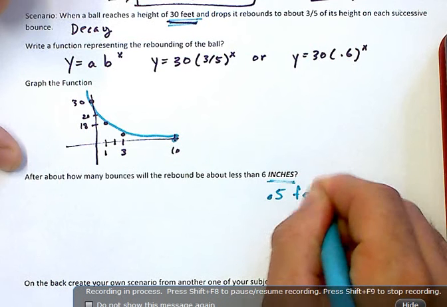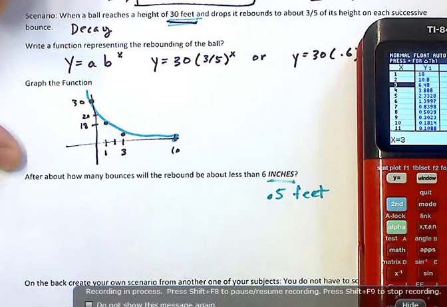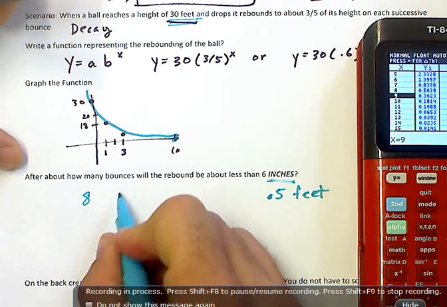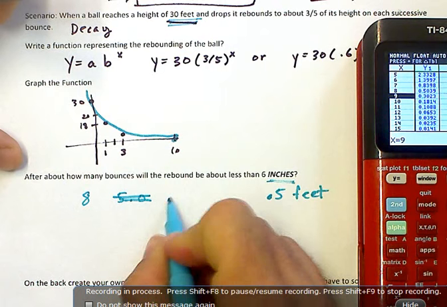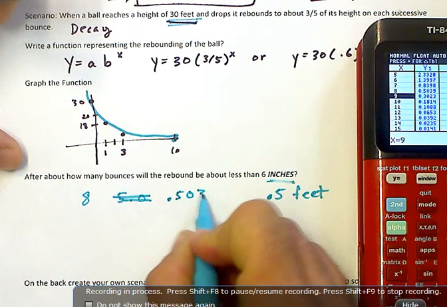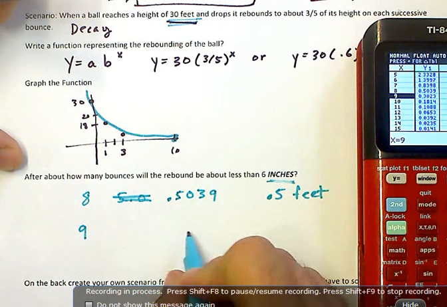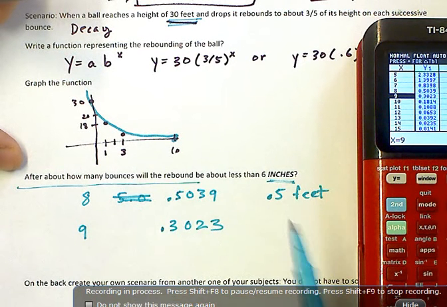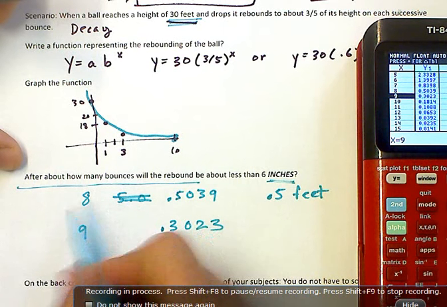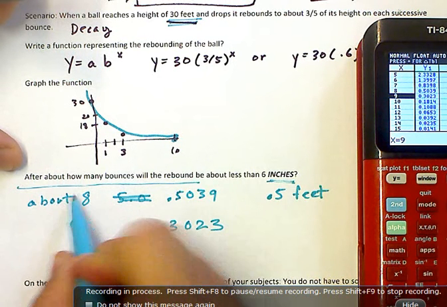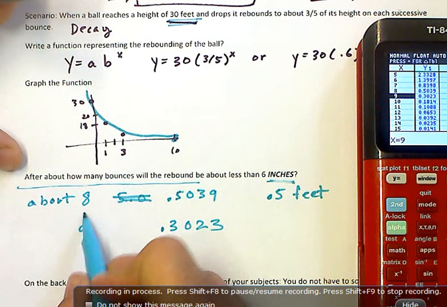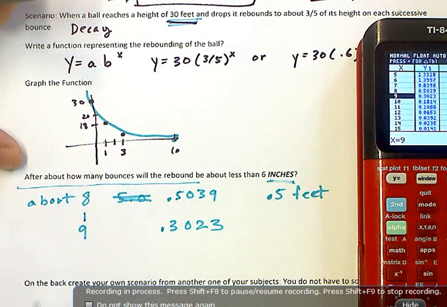So I'm actually looking at where my feet is 0.5, right? And if you see at 8, it's 0.5039, and at 9, it's 0.3023. So after about how many bounces, you could say in between about 8 bounces, or in between 8 to 9 bounces, is when the rebound will be less than 6 inches.